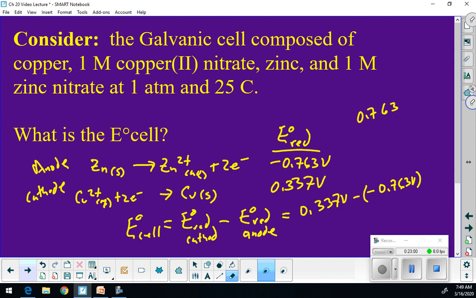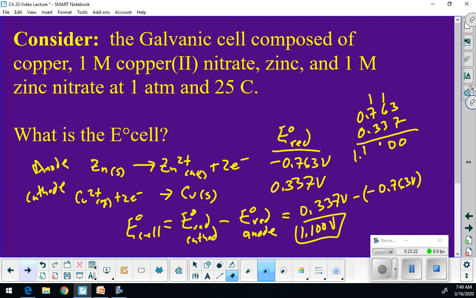Okay, 0.763 plus 0.337. 0 carry the 1, 0 carry the 1. Holy moly, is that correct? 1.100 volts would be my answer, right? 7 and 3 is 10, carry the 1. 6 and 9, 10, carry the 1. That would be a 1. Yeah, that's right. Cool. I think that's right.